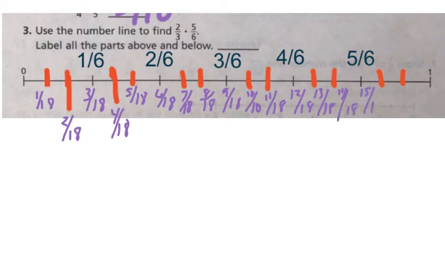15/18, which is 5/6, 16/18, 17/18, and then the 18/18 would be the same as if there were 6/6 or 18/18. Those are both equal to 1. And that's how you would label all the parts above and below.